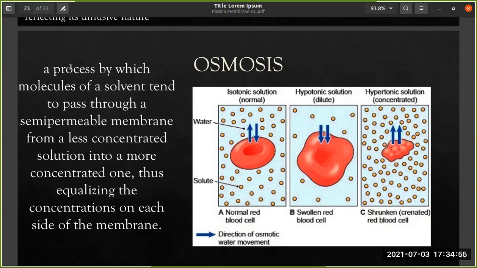Okay. So osmosis is a process by which molecules of a solvent tend to pass through a semi-permeable membrane from a less concentrated solution into a more concentrated one, thus equalizing the concentration on each side of the membrane. This is an isotonic solution, where the concentration of solutes outside is the same as inside. A normal blood cell in 0.9% saline, or 0.9% NaCl solution, phosphate buffered PBS, maintains its normal shape. The amount of water entering and coming outside is the same.